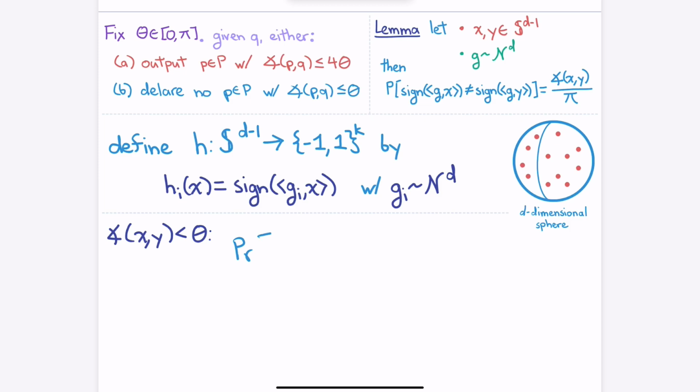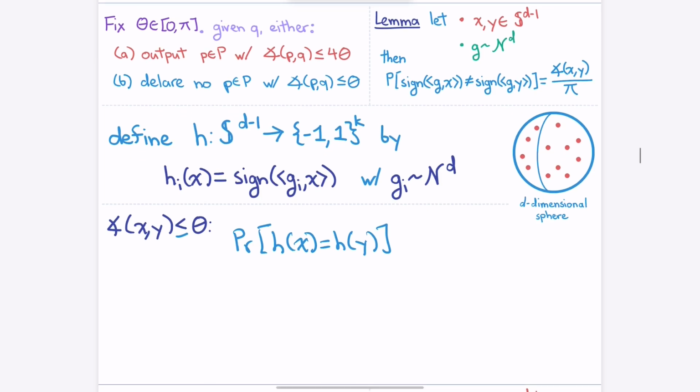So what's the probability that hx is equal to hy if they're near neighbors, right? These are the ones we want to be together. You can do less than or equal if you want. So as a function of k, right? Okay, good. Want to make sure.